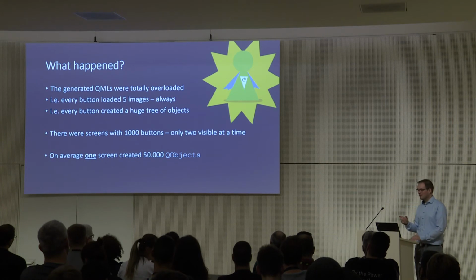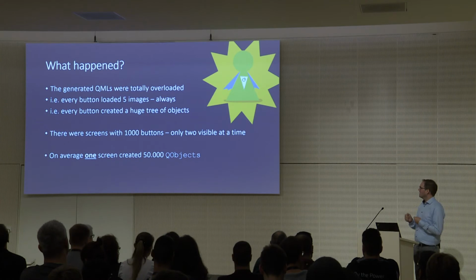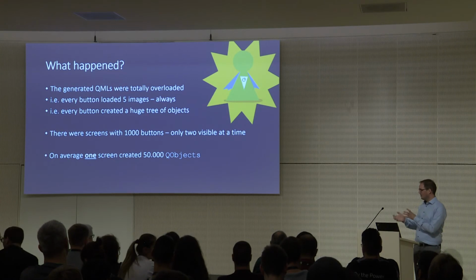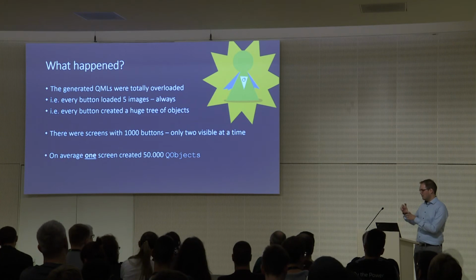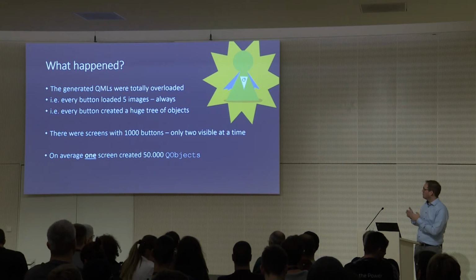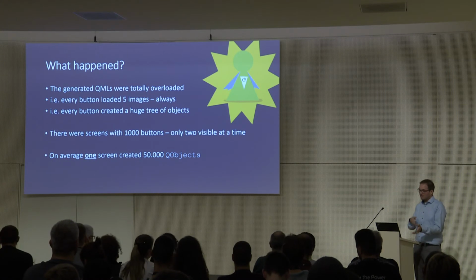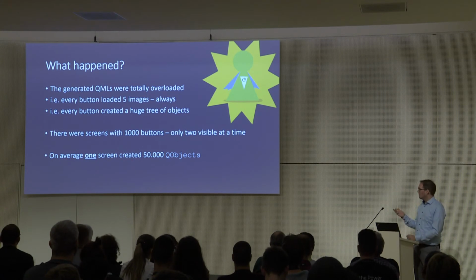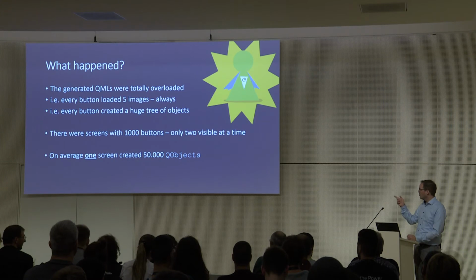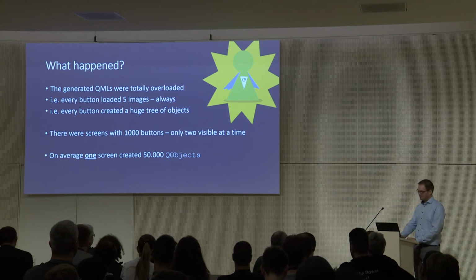Because the designers had only the option to toggle the visibility of the items. And they had this one screen where they have different situations, and they wanted to display 1,000 in total. And so it was in the XML, and they just converted it. On average, there were screens with even more than 50,000 QObjects created if you loaded them. And then they wondered why it's slow and taking a lot of memory.